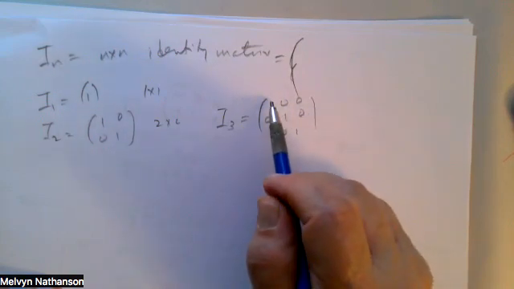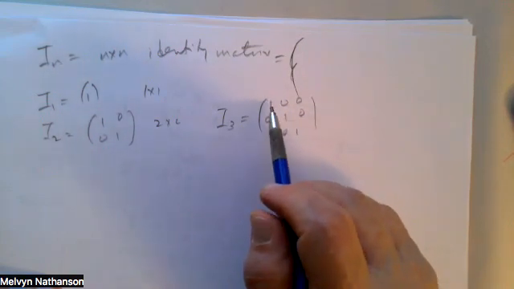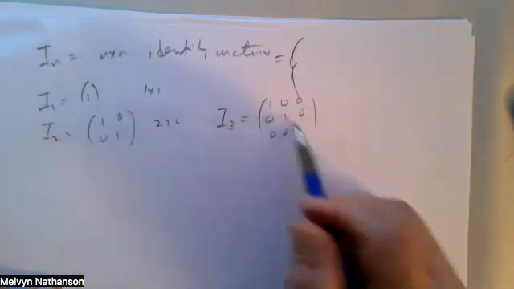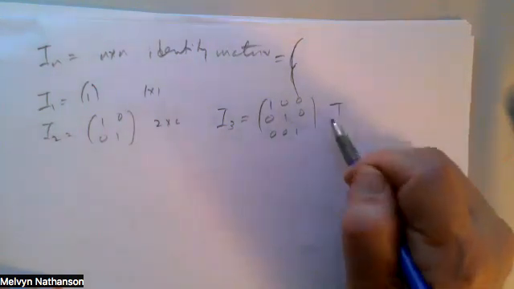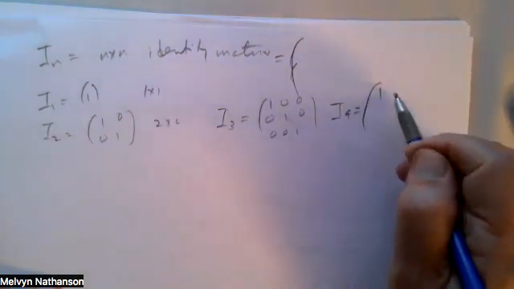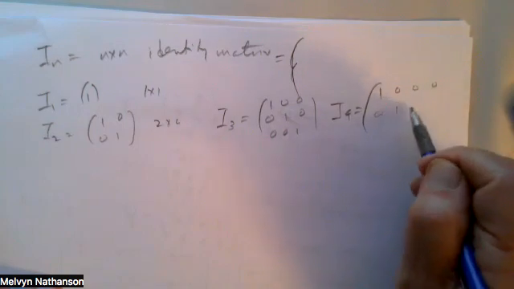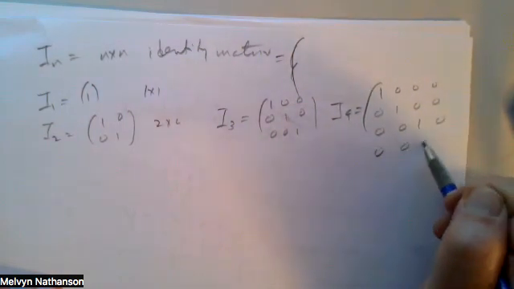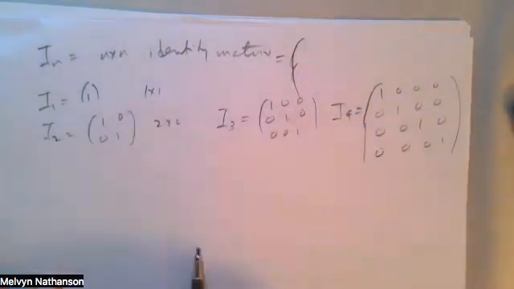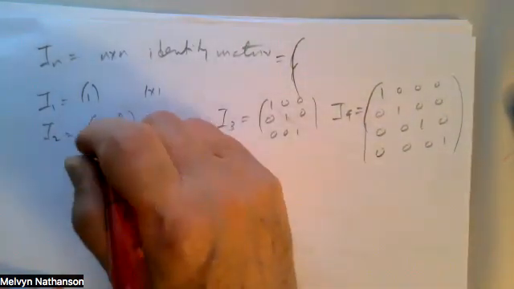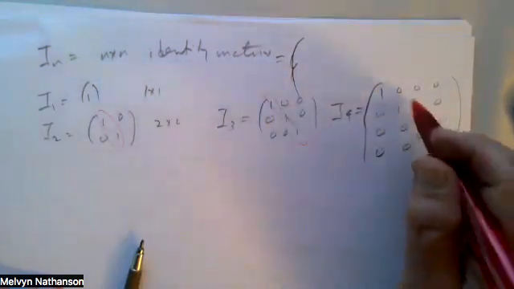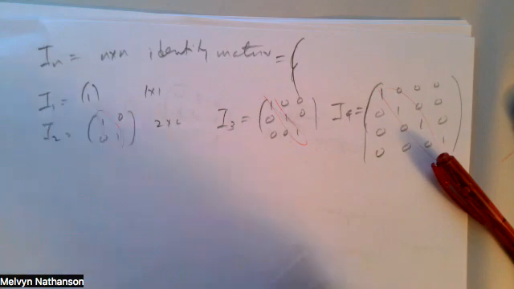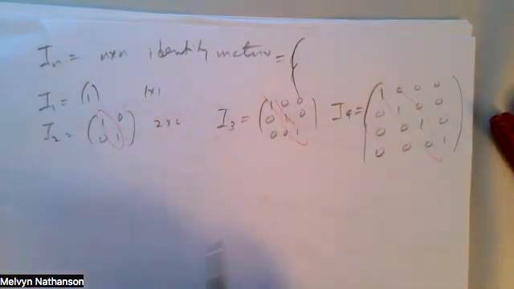See, if you start at the upper left-hand corner and just go down, over one and down one, over one and down one, this sequence of numbers is called the main diagonal. I4 is 1, 0, 0, 0, 0, 1, 0, 0, 0, 0, 1, 0, 0, 0, 0, 1. So down this main diagonal in the identity matrix, you have ones, and everything else is a zero. That's the identity matrix. It's a square matrix.